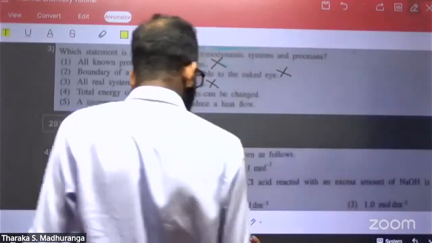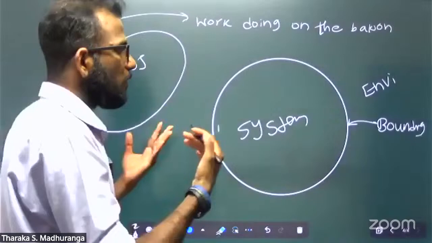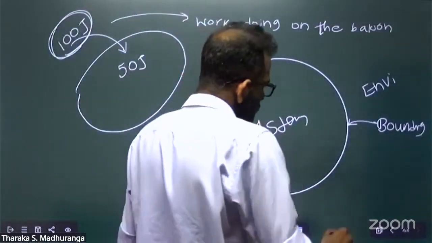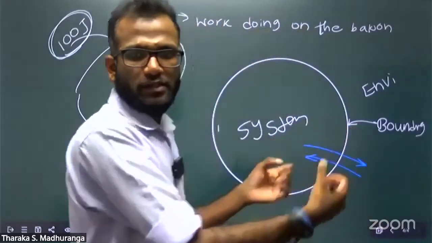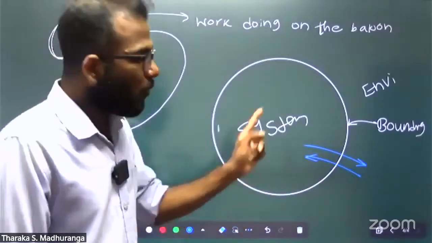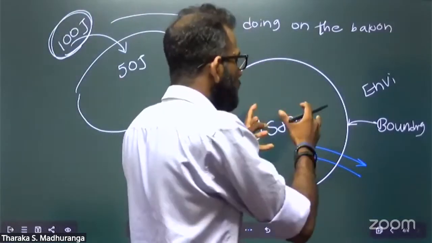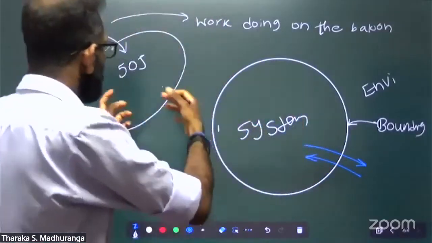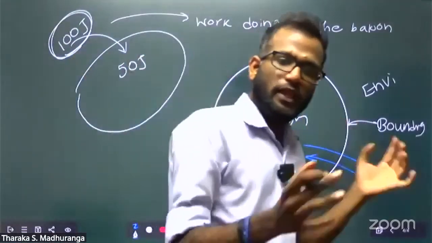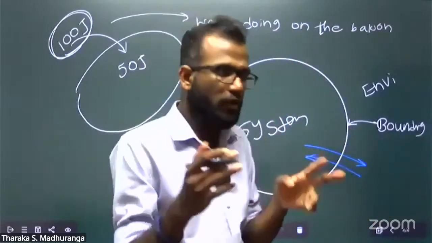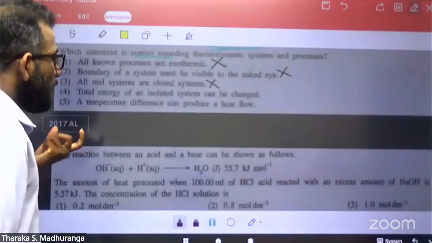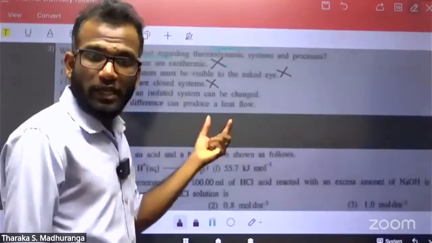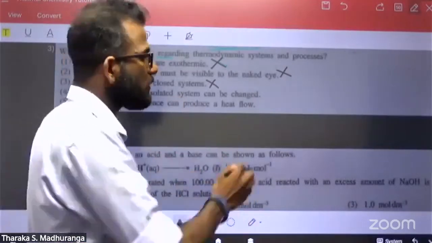Because an isolated system means, you can read the lesson theory part, that across the system boundary, energy and matter both cannot be exchanged. Therefore the energy amount inside an isolated system is always a fixed value, because it cannot be exchanged with the environment. So in statement 4, the total energy of an isolated system can be changed, it is wrong. It cannot be changed.